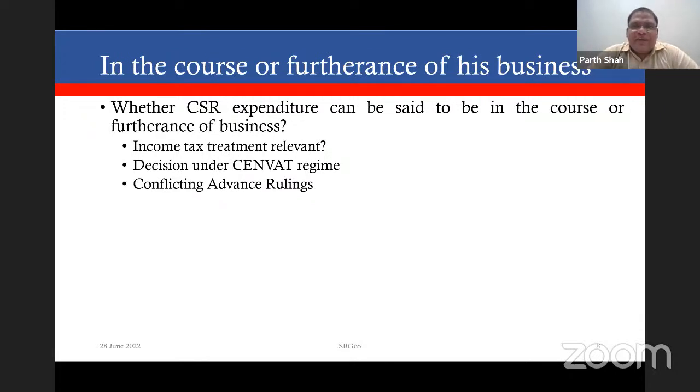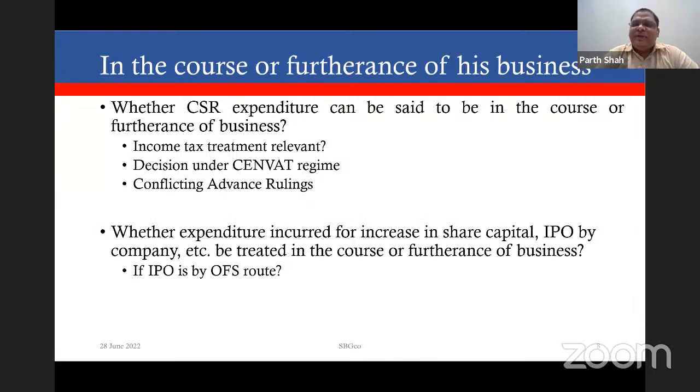Of course, an advance ruling does not have universal applicability; it is applicable only to the person who is the applicant. Still, it has been seen that officers rely on those rulings which are favorable to them and against the taxpayer. This takes us to the second question: whether expenditure incurred for an increase in share capital, IPO, etc. by a company can be treated as in the course or furtherance of business or not.